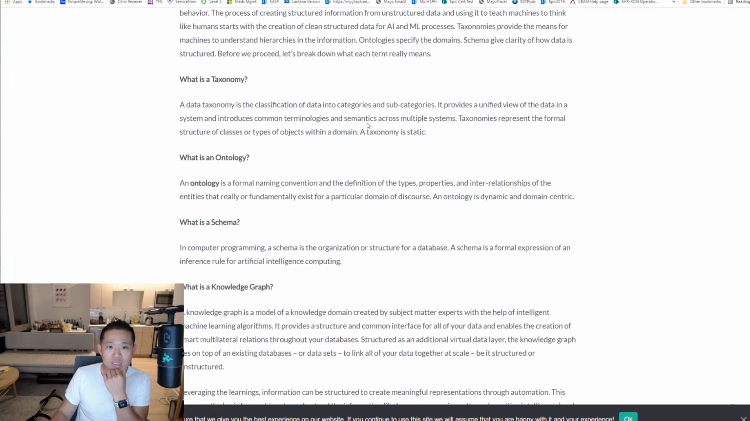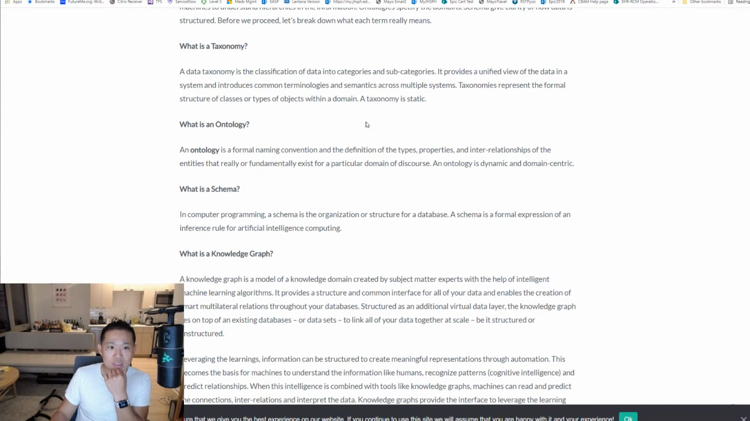Before we proceed, let's break down what each term really means. What is a taxonomy? A data taxonomy is the classification of data into categories and subcategories. It provides a unified view of the data in a system and introduces common terminologies and semantics across multiple systems. Taxonomies represent the formal structure of classes or types of objects within a domain.